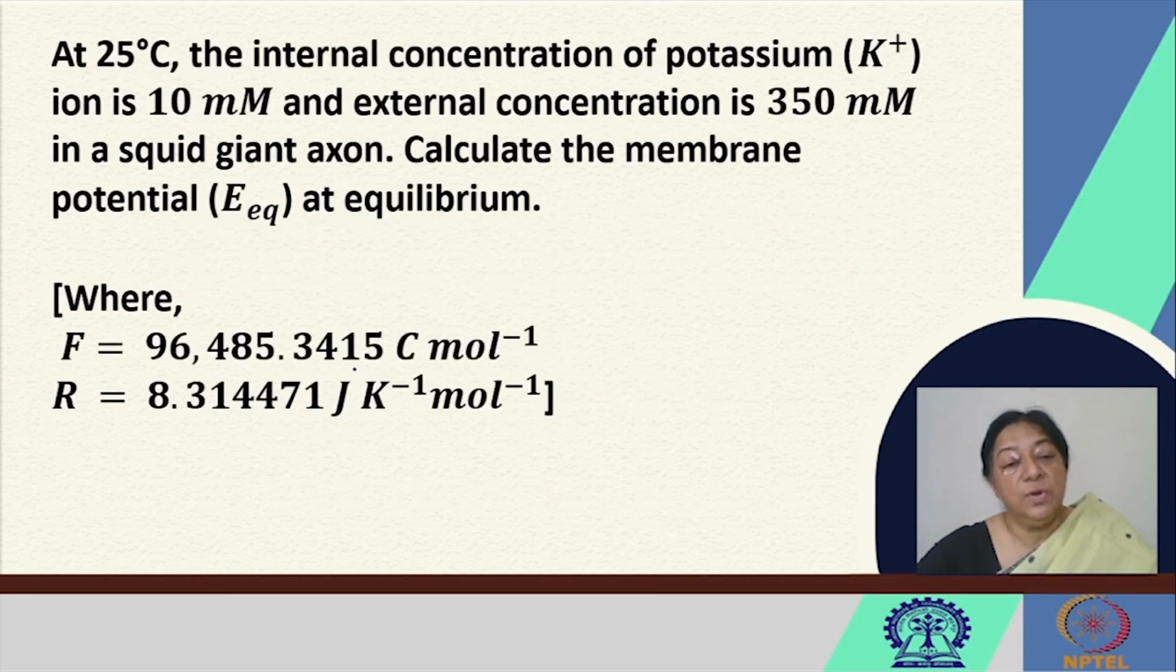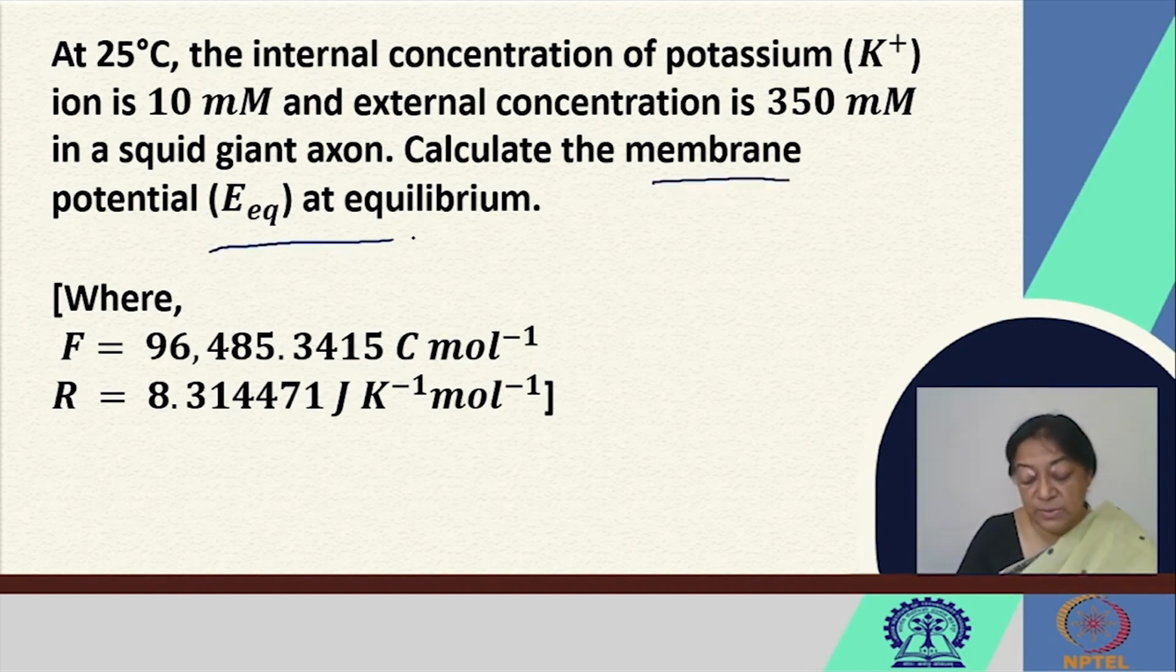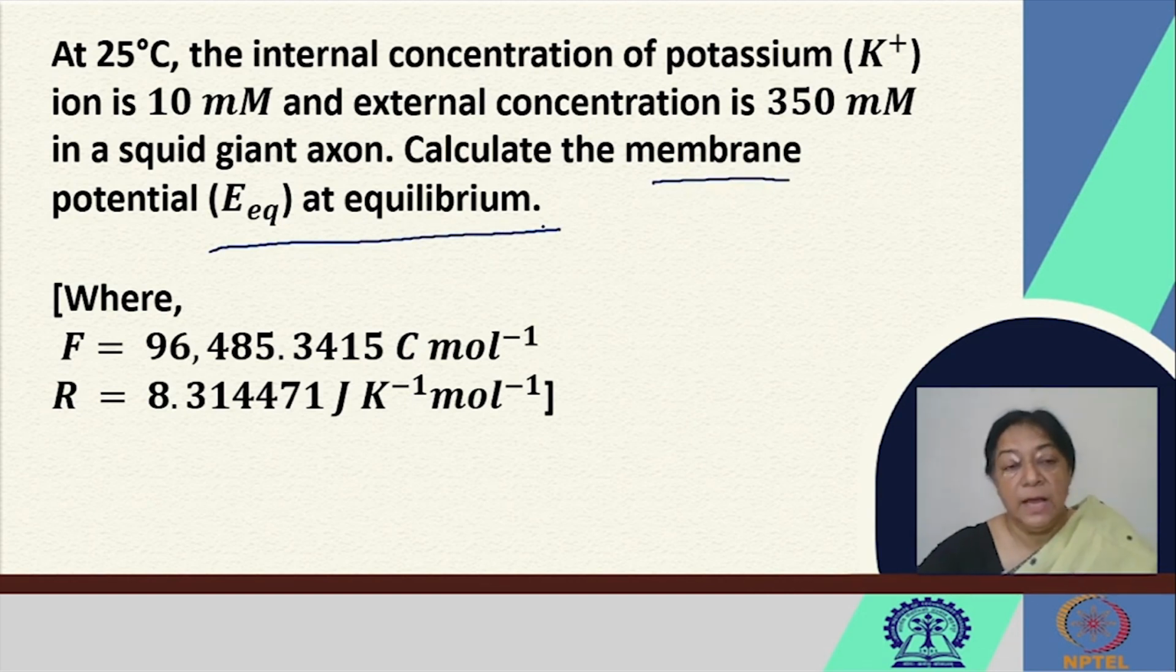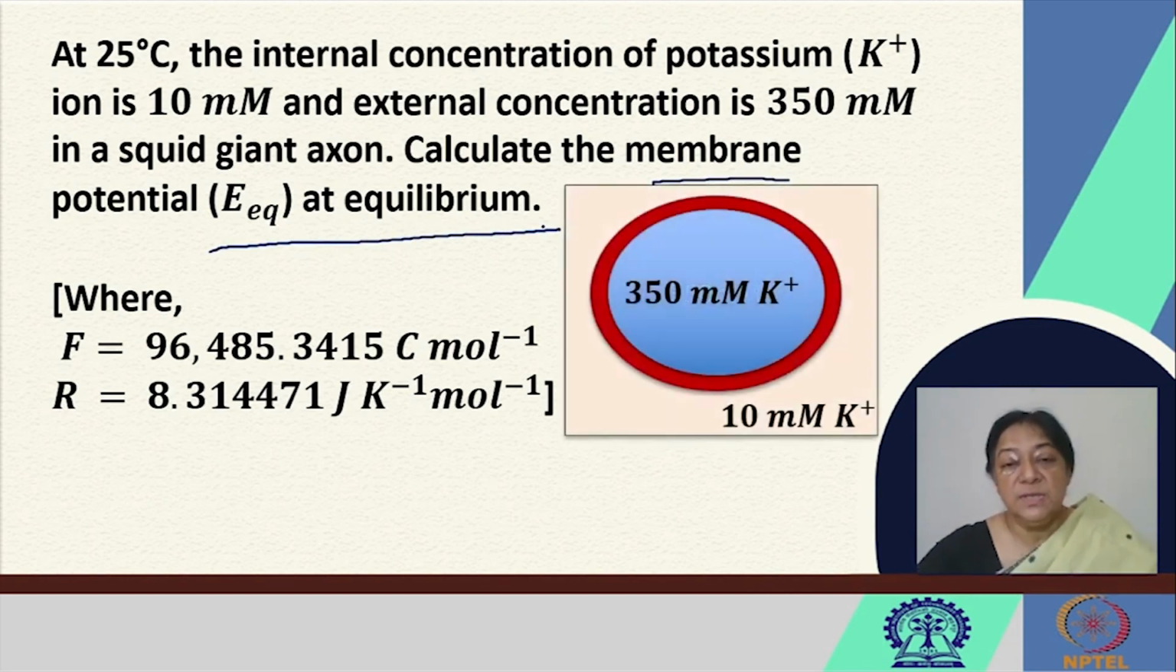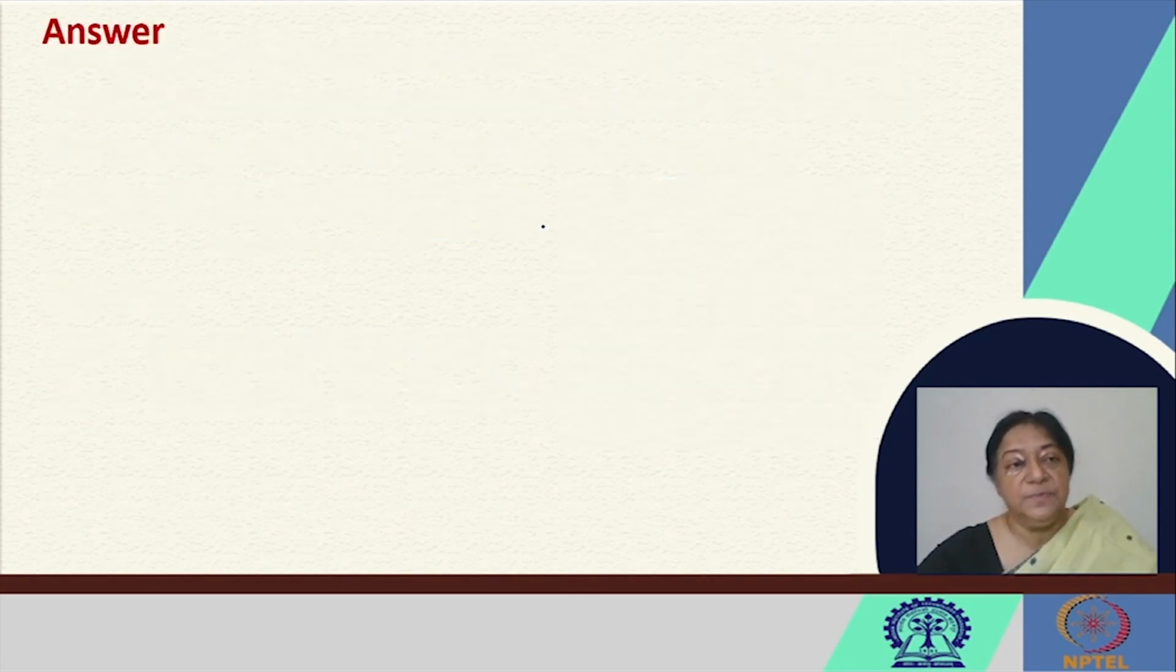This occurs in the following fashion. If you look at a specific problem that says at 25 degrees centigrade, there is an internal concentration of potassium given by 10 millimolar and the external concentration is 350 millimolar in a squid giant axon. Now, the membrane potential has to be calculated at equilibrium. This is a typical schematic of what this problem actually is.